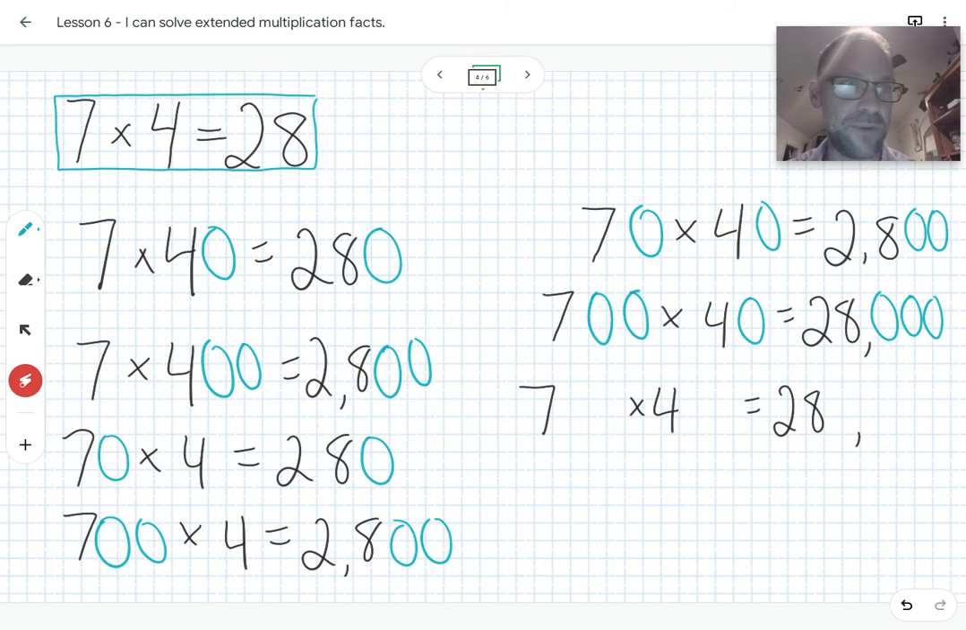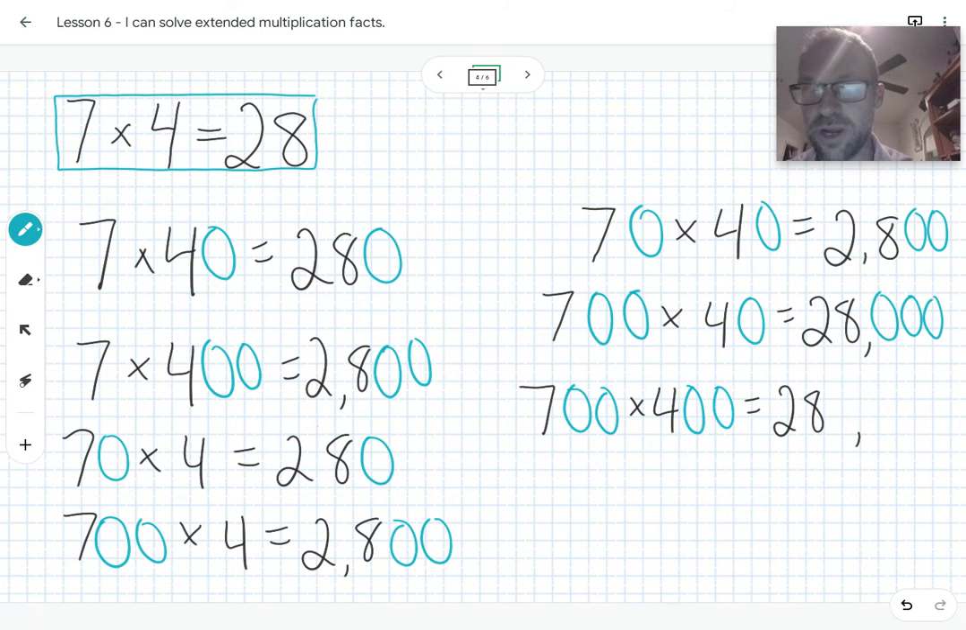All right, final one. Here we go. What if we had 700 times 400? All right, let's start with multiplying our basic math fact. 7 times 4, that's 28. And then we'll count up 1, 2, 3, 4 total zeros. So we'll put in 1, 2, 3, 4 zeros in our answer, 280,000.